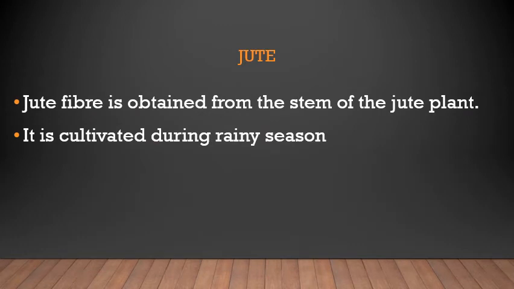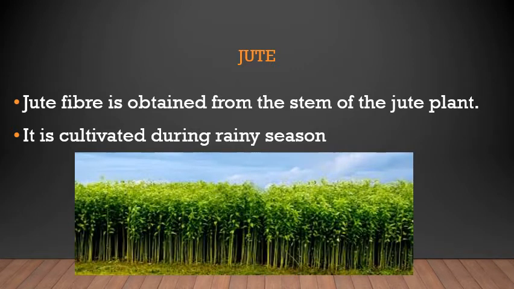Next is about the jute plant. Jute fiber is obtained from the stem of the jute plant. You can see the picture. The field has the jute plant, which is grown very well. It is cultivated during the rainy season in India. In India, jute is mainly grown in West Bengal, Bihar and Assam. The jute plant is normally harvested when it is at the flowering stage. When the flower starts appearing, we usually harvest it. That means we cut down the jute plant from the field.